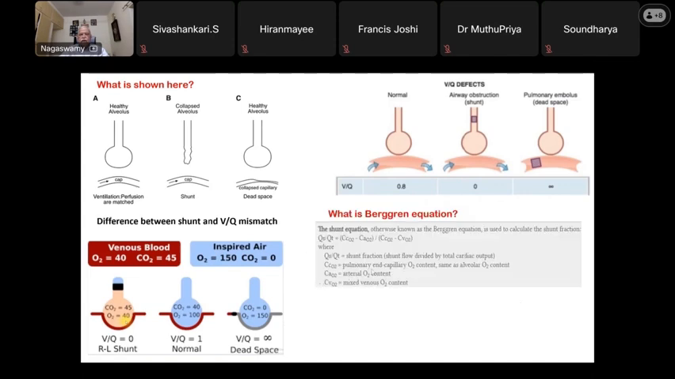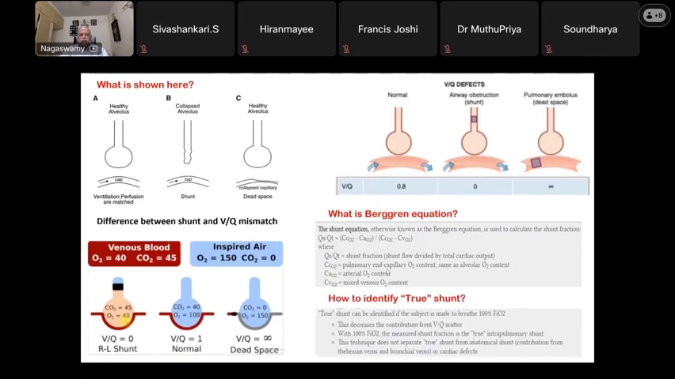And this is the shunt fraction, which we have already seen. How do you identify a true shunt? You can ask the patient to inhale 100% oxygen; you increase the FiO2 to 100%. A partial shunt or venous admixture will improve, whereas a true shunt will not improve. That is why in cases of tetralogy of Fallot, even if you give 100% oxygen, the saturation does not come up, because of the pure mixing of venous blood with normal oxygenated blood.